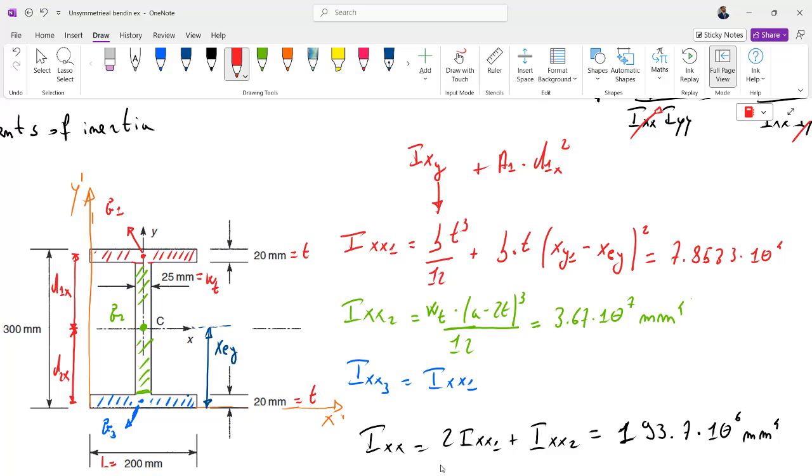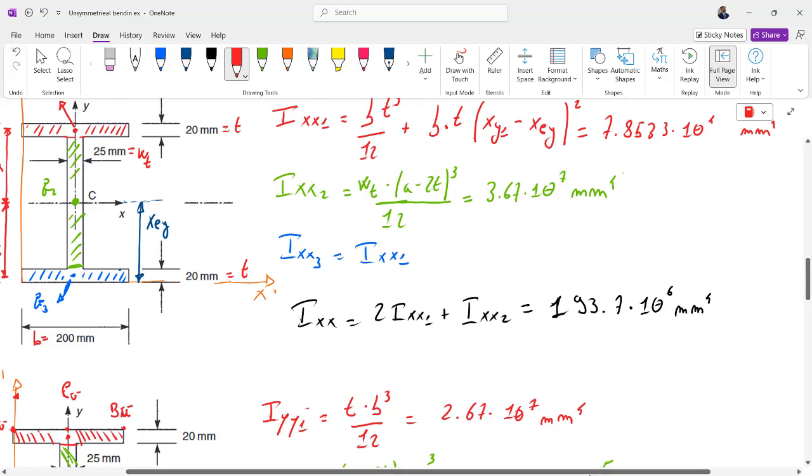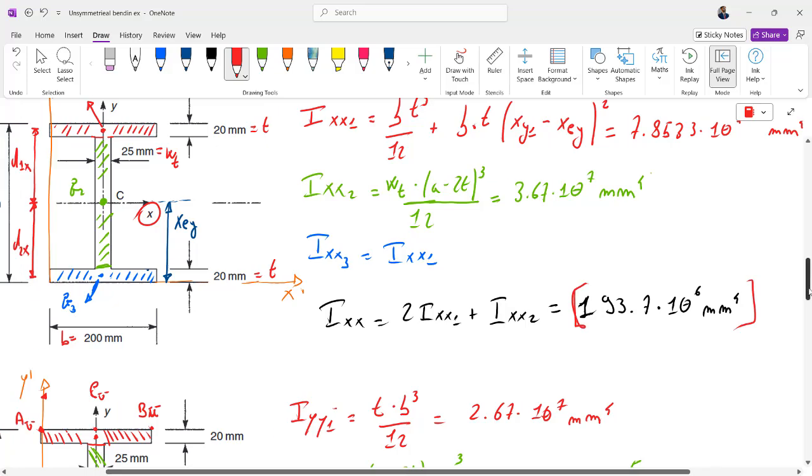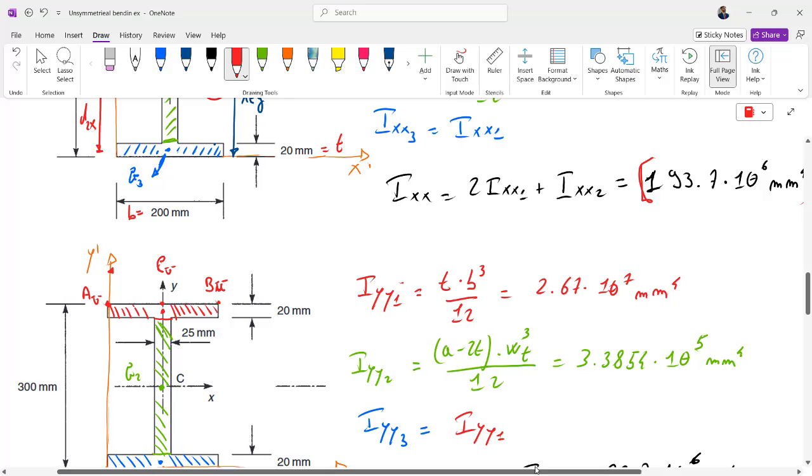Ixx3 I just explained, because it is equal to Ixx1. So the total moment of inertia with respect to the x-axis, this axis, is equal to 2 times Ixx1 plus Ixx2, and this is equal to this quantity here. So now we can calculate the moment of inertia with respect to the y-axis. This is the new thing that we added with respect to the first exercise.